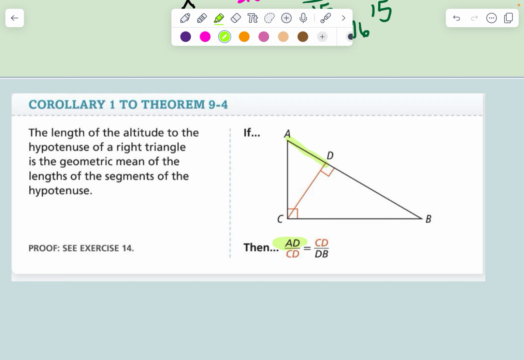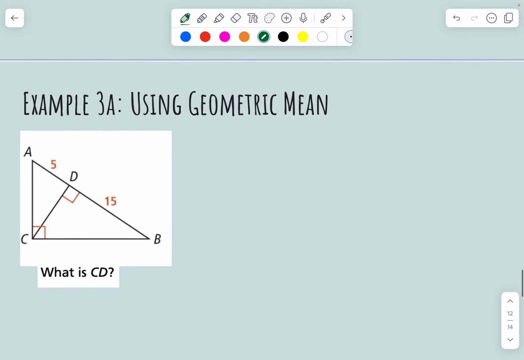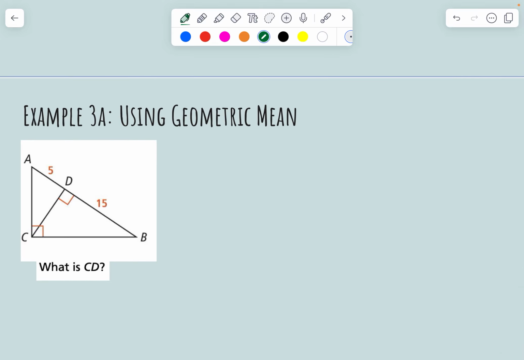AD divided by CD equals CD again divided by DB. So let's look here. They want us to find CD, so I'm going to put an X there. I see that that X is part of my medium triangle, and it's part of my small triangle. So those are the two triangles I'll be using.